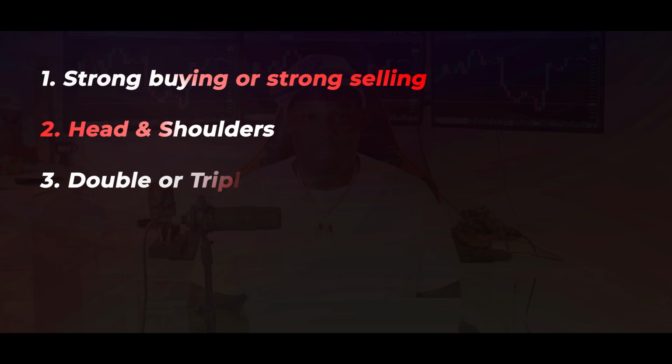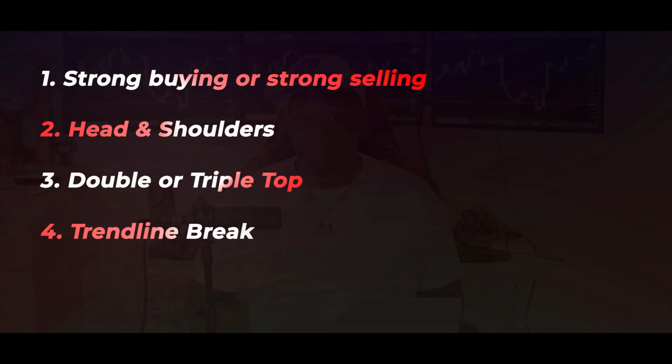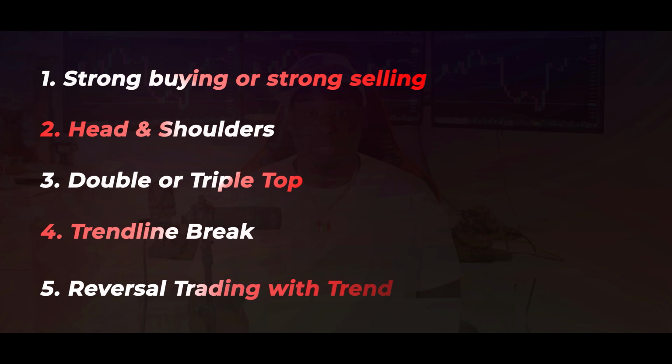So the first reversal is strong buying or strong selling, which is pretty much supply and demand. The second reversal is head and shoulders. The third reversal is a double top or a triple top. The fourth reversal is a trend line break. And the fifth reversal is a reversal trading with the trend. So let me go to the chart and show you guys some examples.